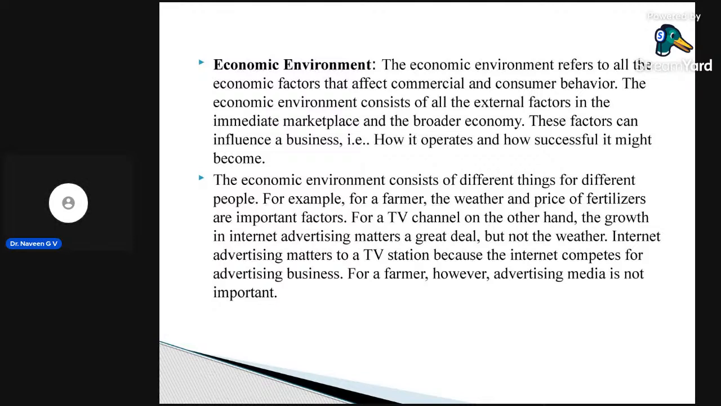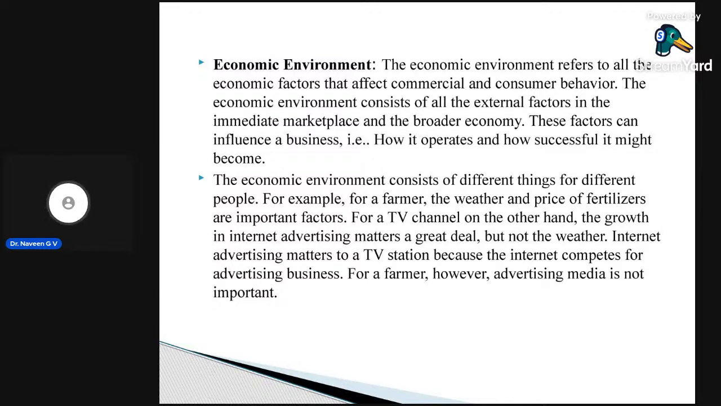That is most important. The economic environment consists of all the external factors in the immediate marketplace and the broader economy related to finance. The factors can influence how a business operates and how successful it might become. The economic environment consists of different things for different people. For example, a business depends upon the economic environment for all needed inputs.